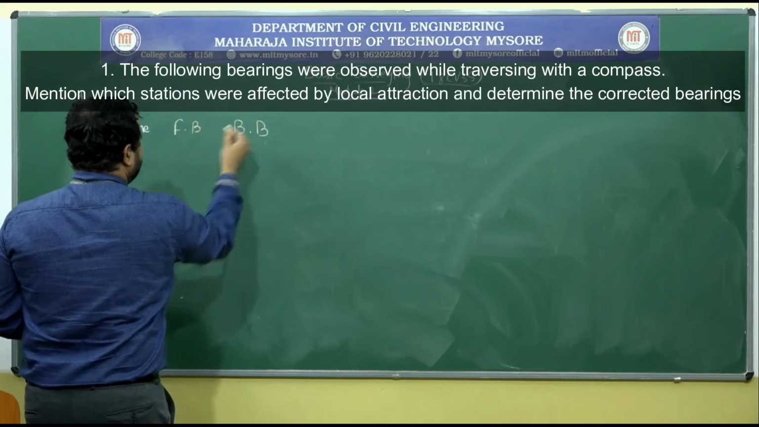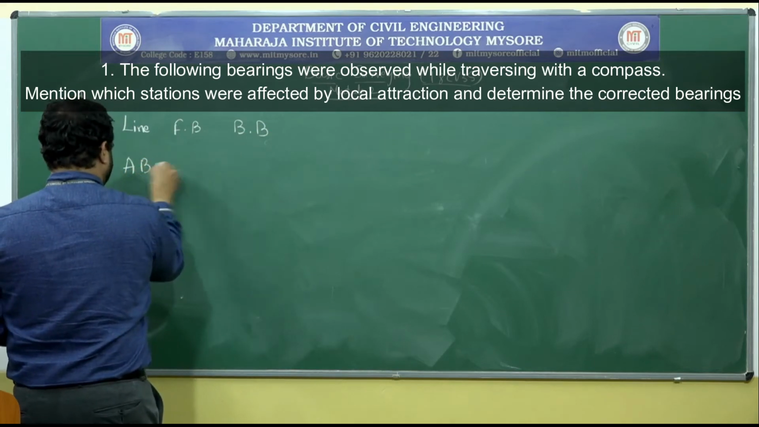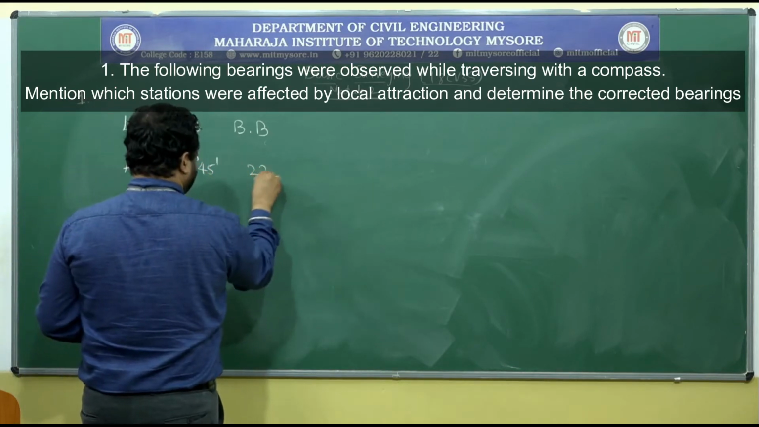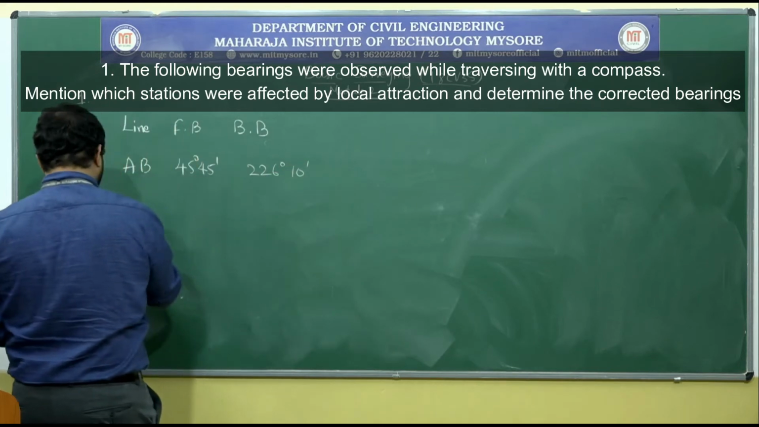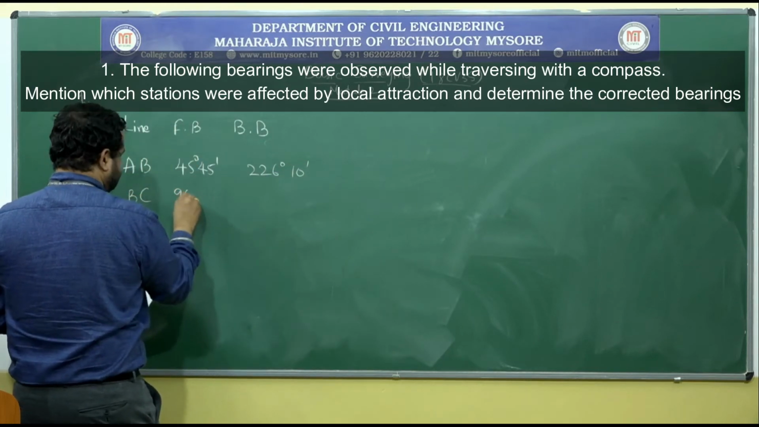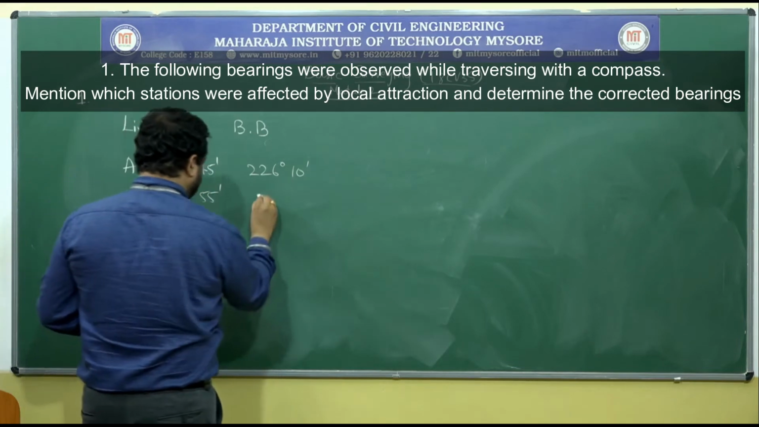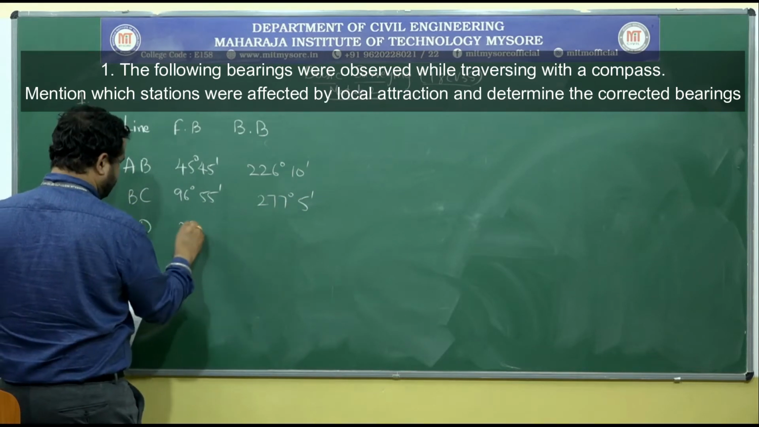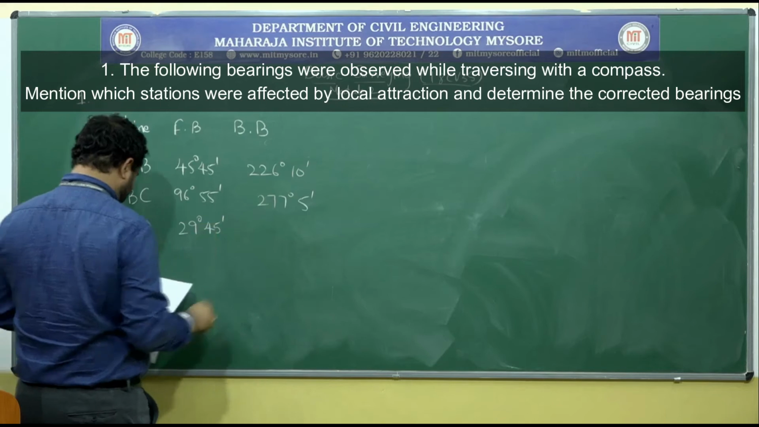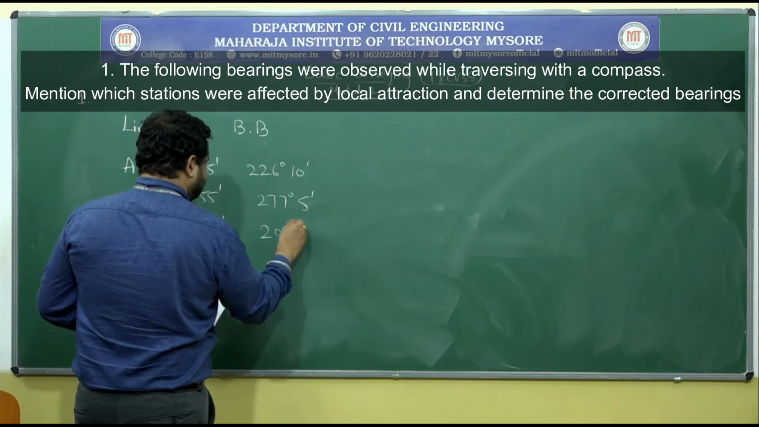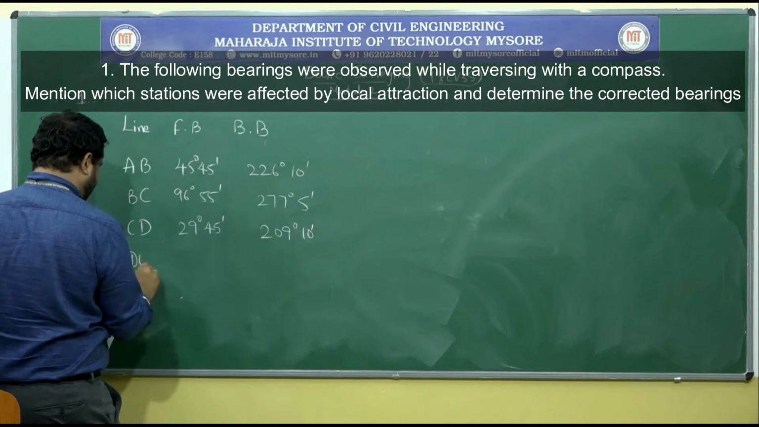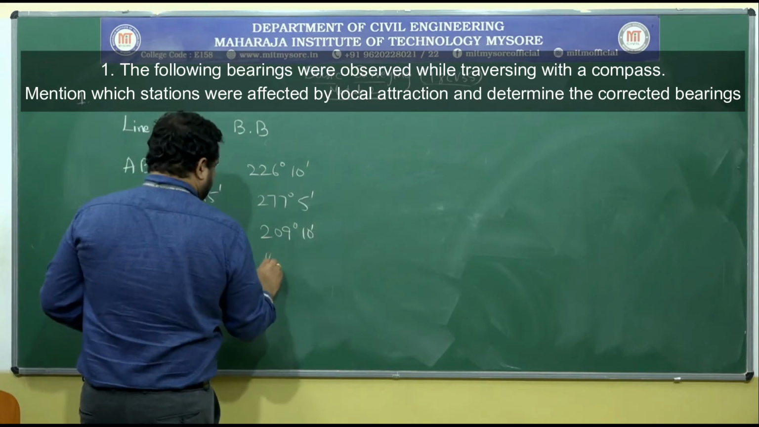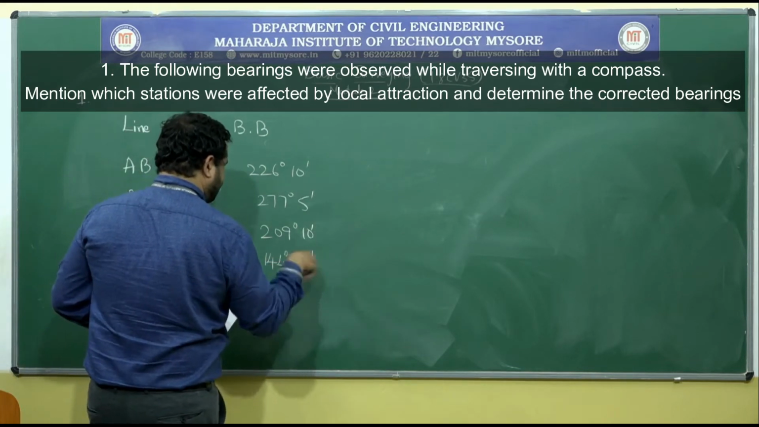Four bearings and back bearings will be given. AB 45 degrees 45 minutes, 226 degrees 10 minutes is back bearing. Line BC 96 degrees 55 minutes, 277 degrees 5 minutes. CD 29 degrees 45 minutes, 209 degrees 10 minutes. DE 324 degrees 48 minutes, 144 degrees 48 minutes is the back bearing.